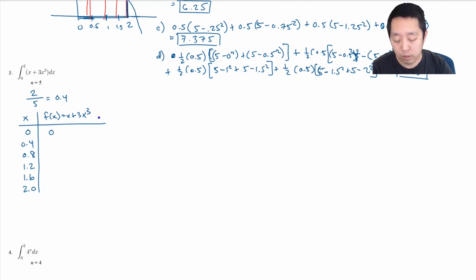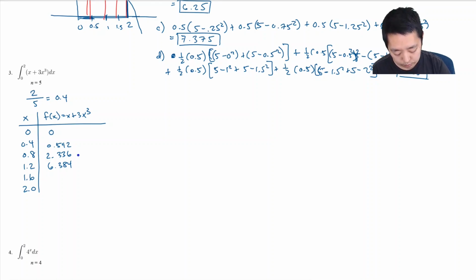So here's going to be 0.4 plus 3 times 0.4 cubed, which is 0.592. Here I'm going to do 0.8 plus 3 times 0.8 cubed. It's 2.336. Here is going to be 1.2 plus 3 times 1.2 cubed. 6.384. Going to do the same thing with 1.6. 13.888, and then 2 plus 3 times 2 cubed is 26.